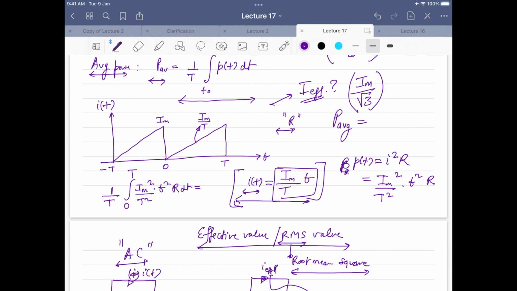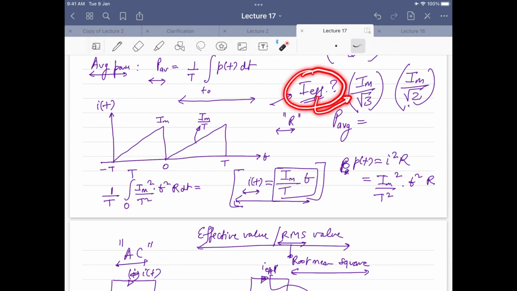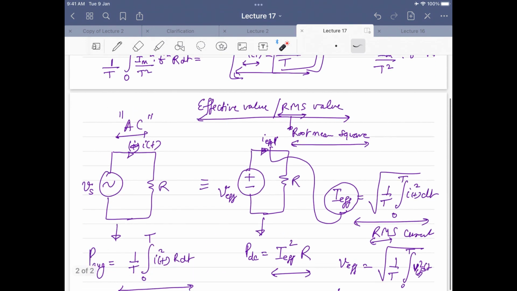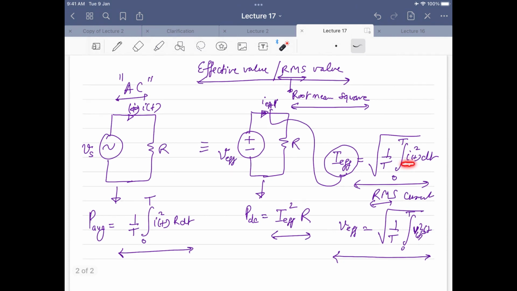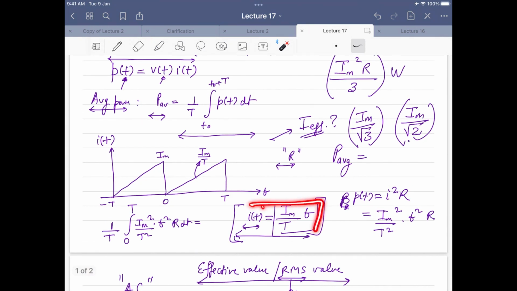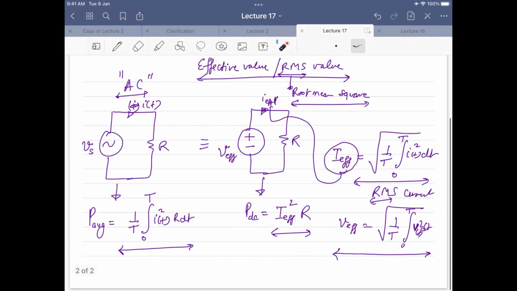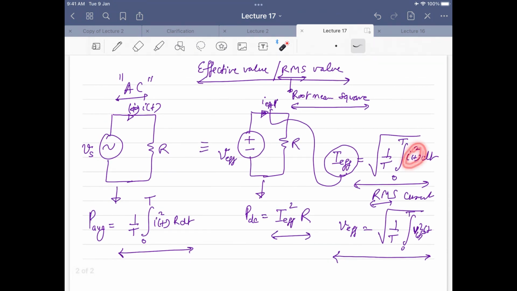So effective value is Im by root 3. In case of sinusoidal signals, if you want to calculate, that value will be, as you all know, Im by root 2. I think you can calculate this yourself; it's not a big deal. It's just the integration that you are doing by substituting the value of it. You substitute this it into here, calculate this integral and take the square root, then you will get Im by root 3. So I'm not doing it, you can do it easily. It's not a big problem here.